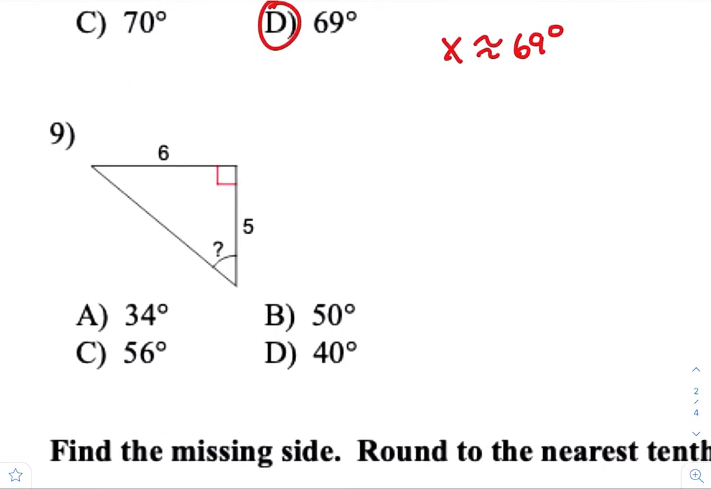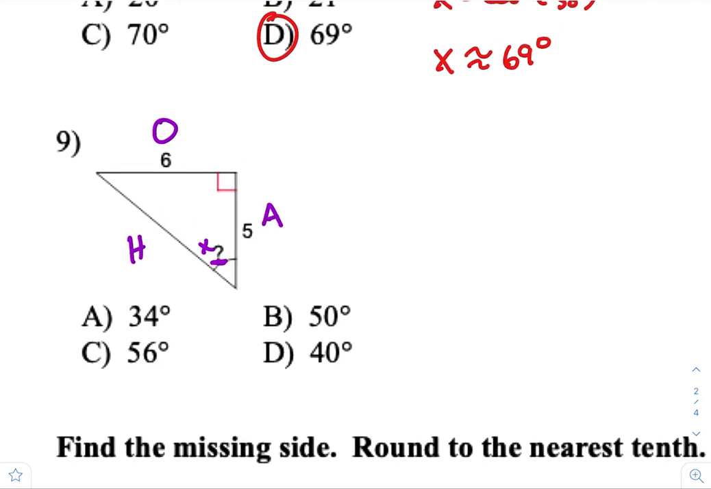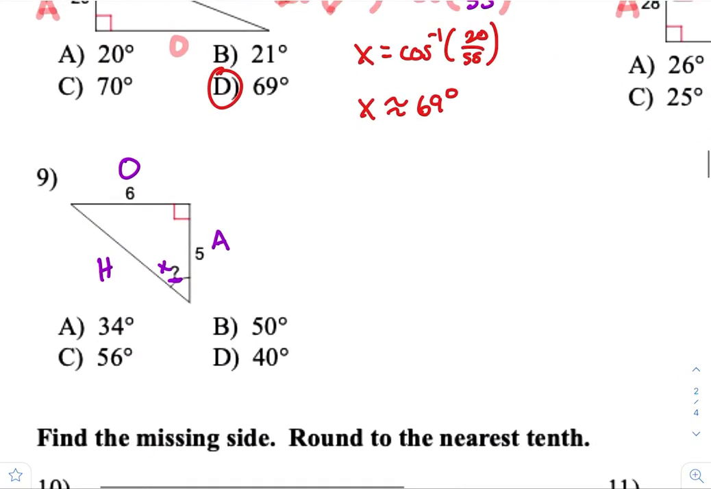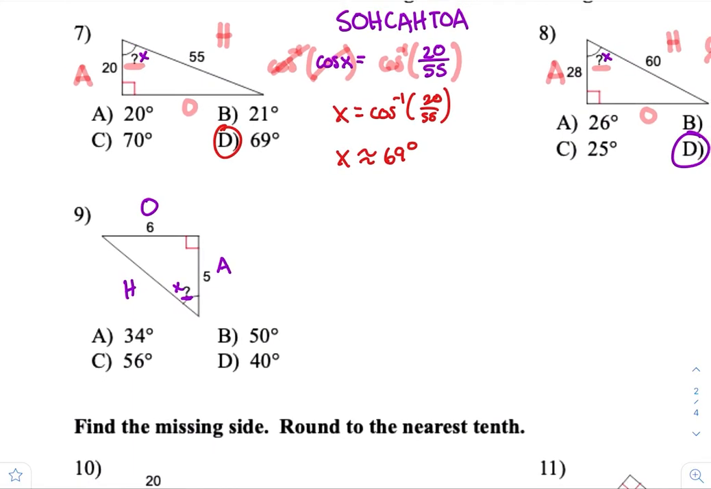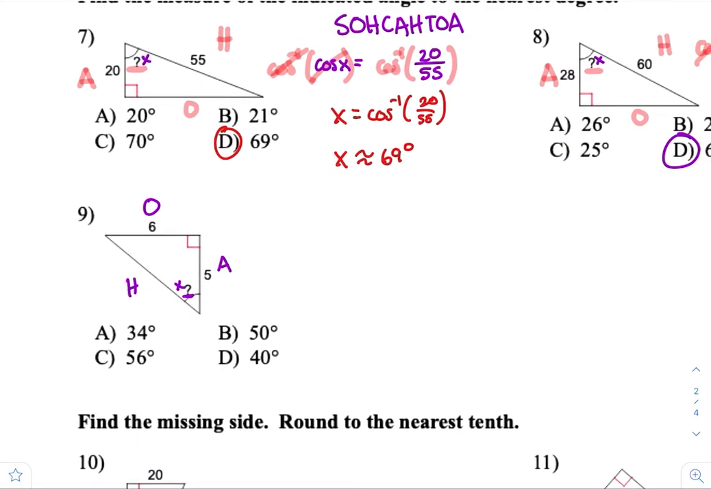Alright, number 9. In the perspective of this angle measurement, which is x, this side is opposite, and this side next to it is the adjacent. Then the side opposite of the 90 is the hypotenuse. So you know to use O and A, and in SOHCAHTOA, the only one that uses opposite and adjacent is TOA. So we're going to be using tan. Tan of x is equal to opposite, which is 6, over adjacent, which is 5.